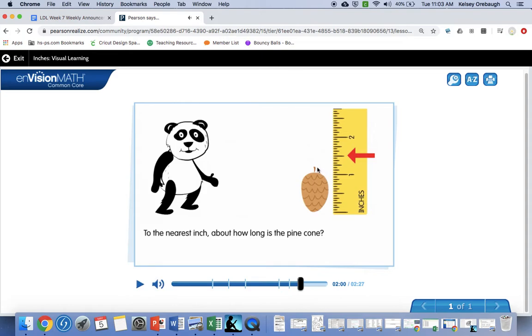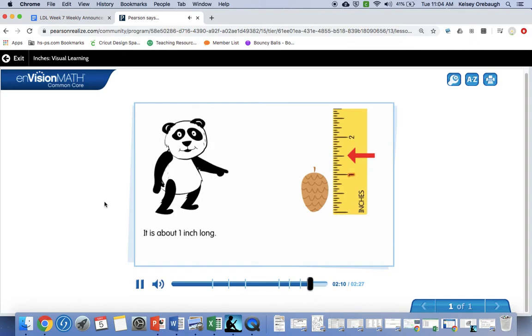So because the pine cone, where it ends, is shorter than the halfway mark, we have to say that the pine cone is about 1 inch long. Even though it falls in between 1 and 2 inches, it's not quite at the halfway mark. So to the nearest inch, the pine cone is about 1 inch long or tall. If the object is shorter than halfway, use the lesser number. It is about 1 inch long. 1 is the lesser number.